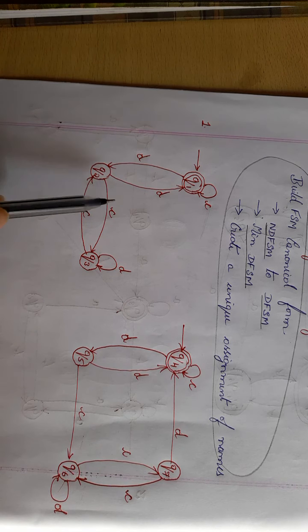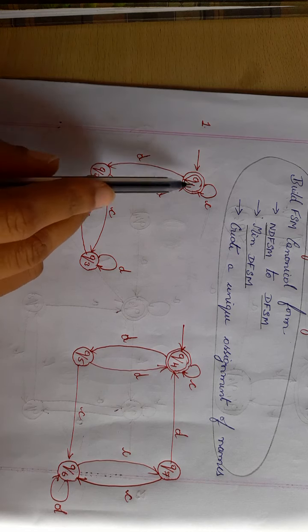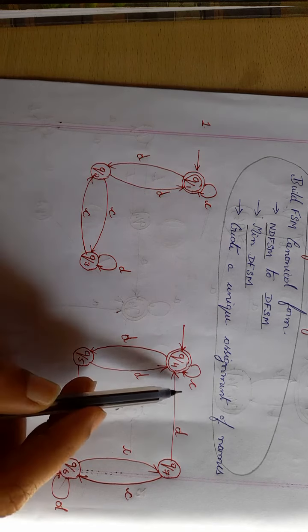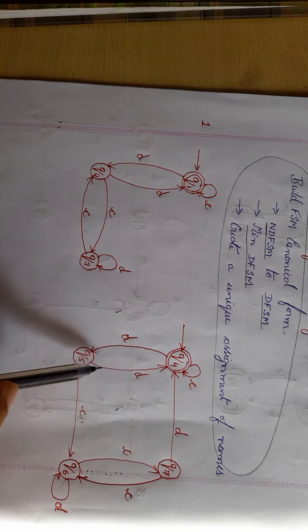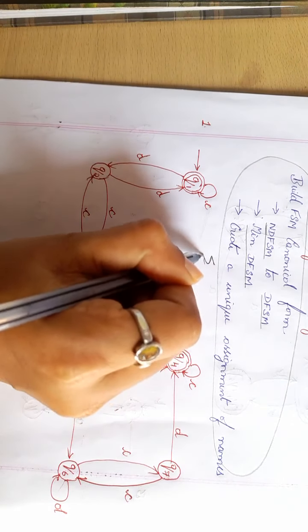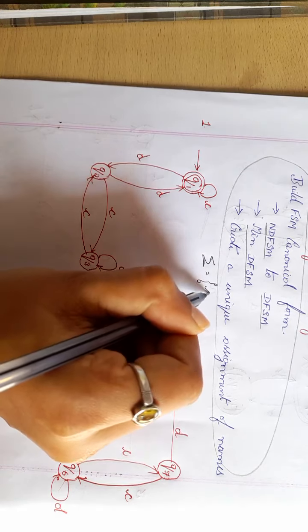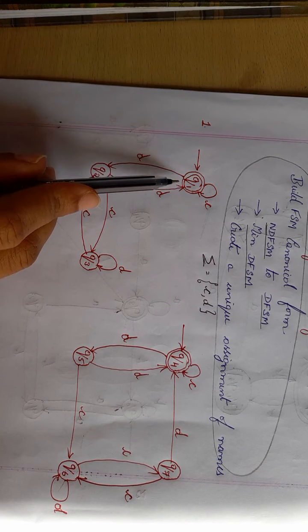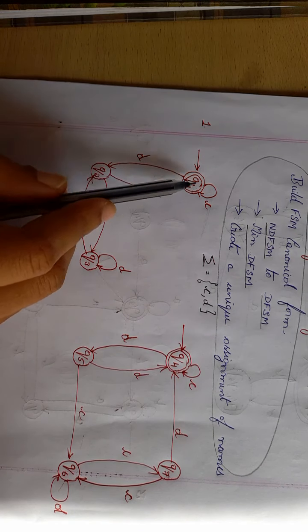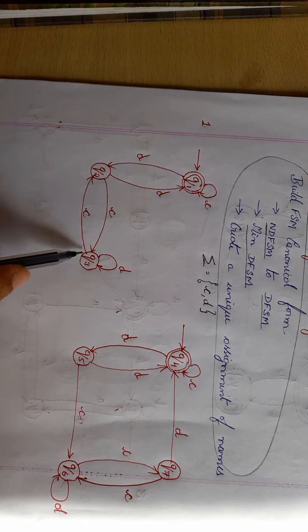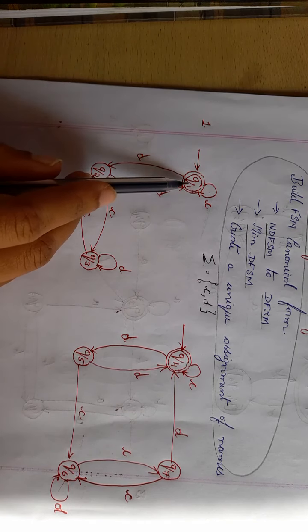How will we get to know whether it is non-deterministic or not? In this example, the alphabets are C and D, and even in the other diagram, the alphabets are C and D. From each and every state, just check whether you have an outgoing C and D. From Q1, I have C and D. From Q2 also, I have C and D. From Q3 also, I have C and D. Q1 is the starting state, and Q1 itself is the final state.